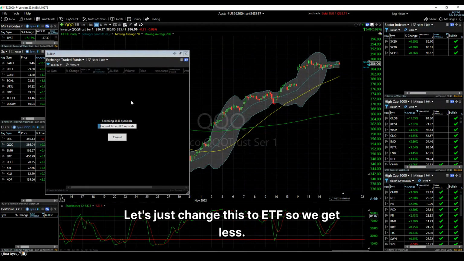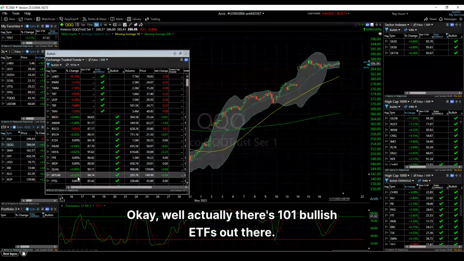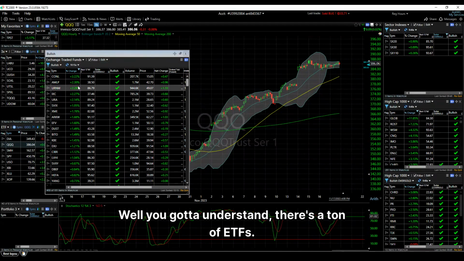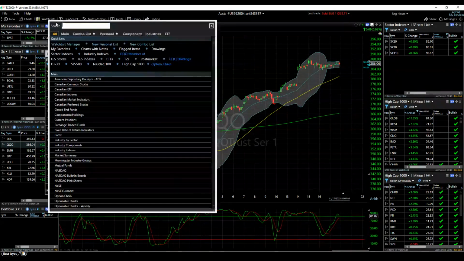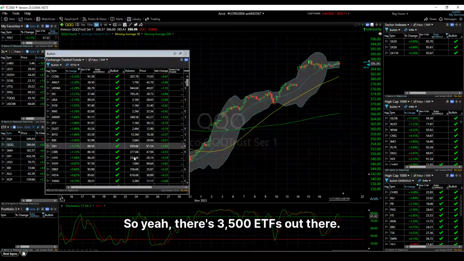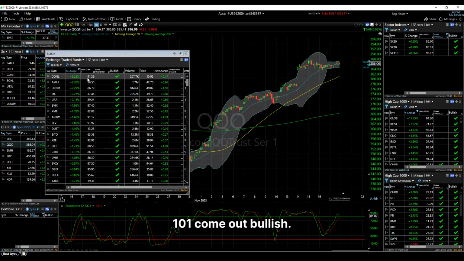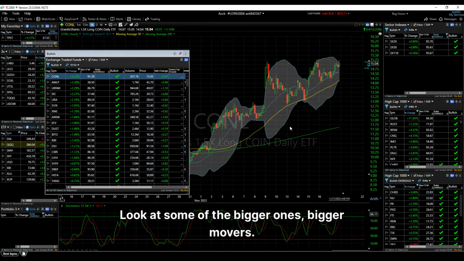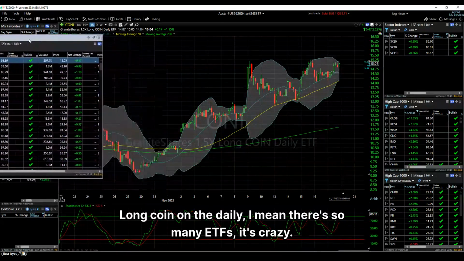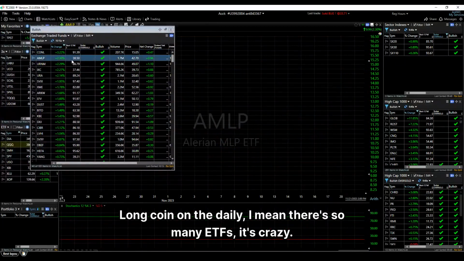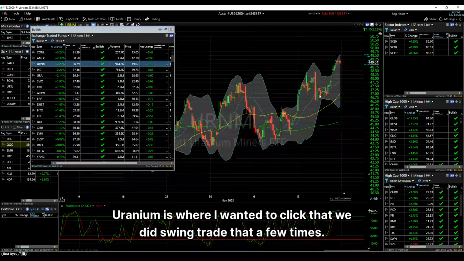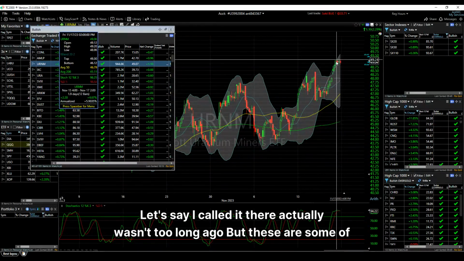Let's just change this to ETF so we get fewer. Okay, well, actually, there's 101 bullish ETFs out there. You've got to understand there's a ton of ETFs. As a matter of fact, let's just open up ETFs. So there are 3,500 ETFs out there, and 101 come out bullish. Look at some of the bigger movers. Long coin on the daily. I mean, there are so many ETFs, crazy. Uranium is what I wanted to click, because we did swing trade that a few times. I called it there, actually. It wasn't too long ago.